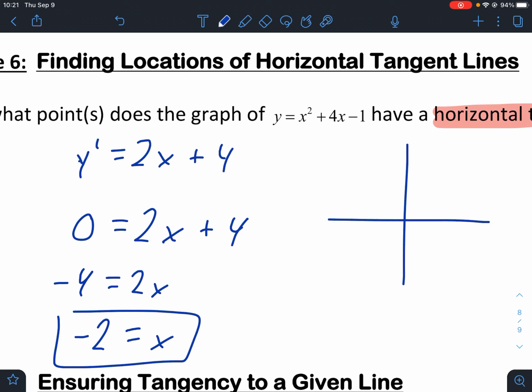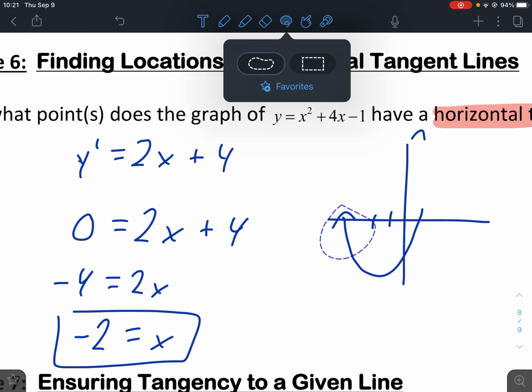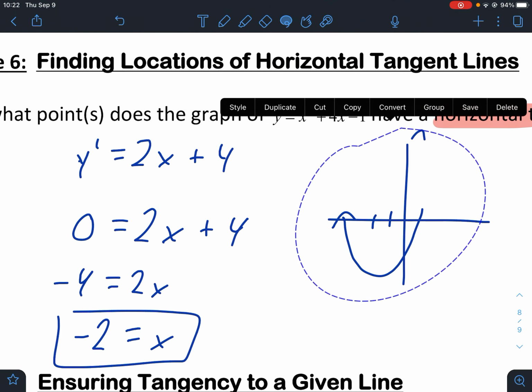What kind of a graph is this? This is a parabola, right? I don't know what it looks like, but I know at negative 2, it's got a horizontal tangent line. It probably looks like this. Or maybe it's moved down here. I'm not sure, but I know it's got a horizontal tangent line at x equals negative 2.